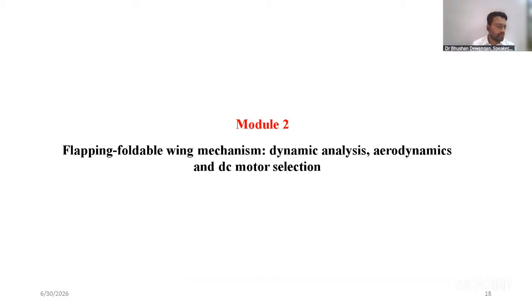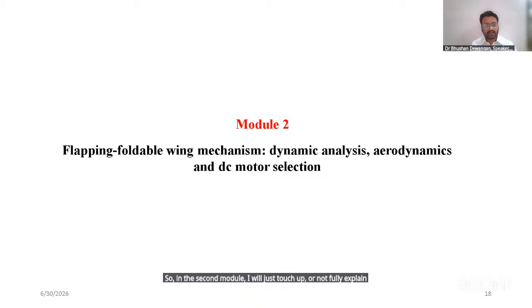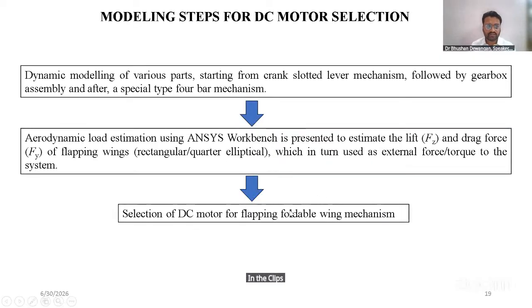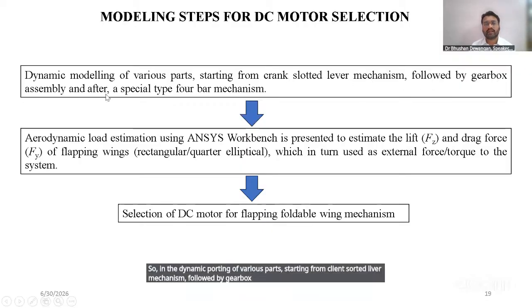In the second module, I will just touch on, not fully explain, how this will work. The flapping foldable wing mechanism means dynamic analysis, how aerodynamics and DC motor selection will happen. In short, I will just tell you: dynamic modeling of various parts, starting from the crank slotted lever mechanism, followed by the gearbox assembly, and after that a special type of 4-bar mechanism.